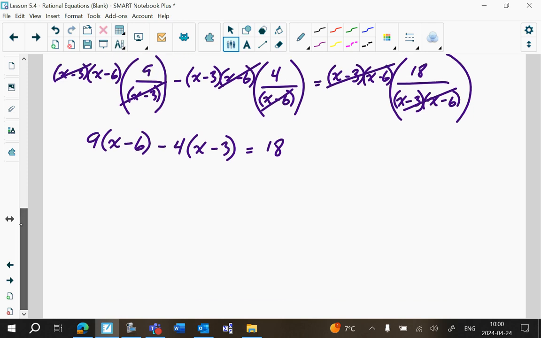Just got to get x by itself. So multiply through: 9x minus 54. Be careful. This right here is where students will often make the mistake. Plus 12, because you've got a negative times a negative. Equals 18.